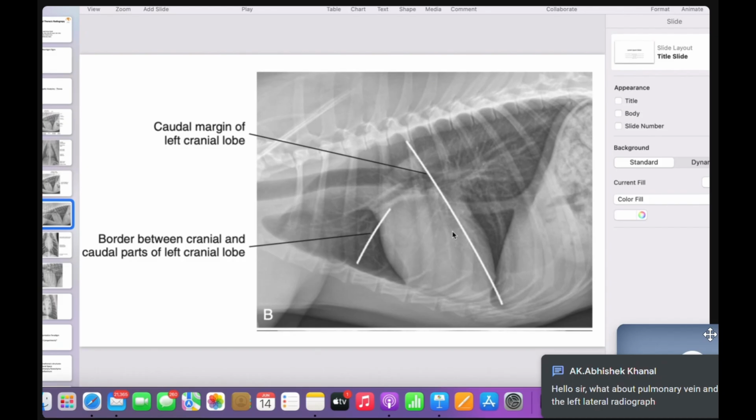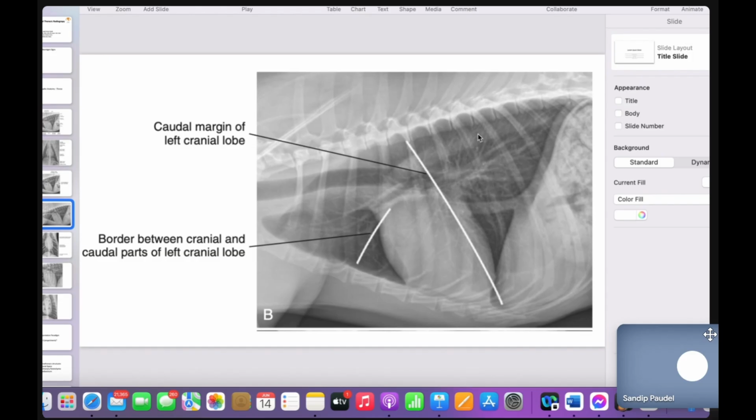I just want everyone to try to see the minor structures. Right here we can see the aorta. This is the caudal vena cava. This is the diaphragm, and right here again you can see the supply of vessels.